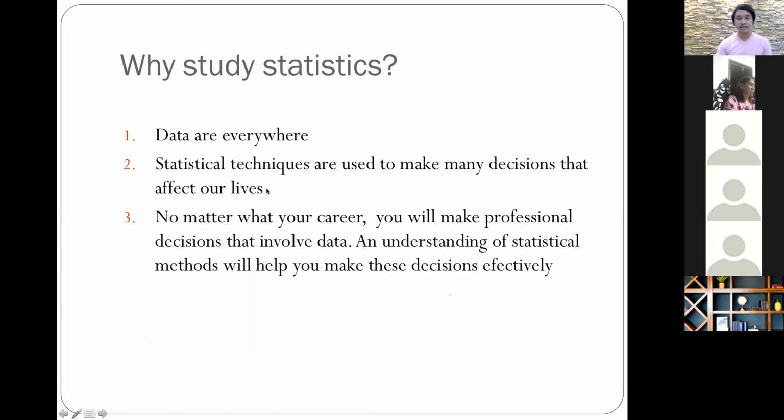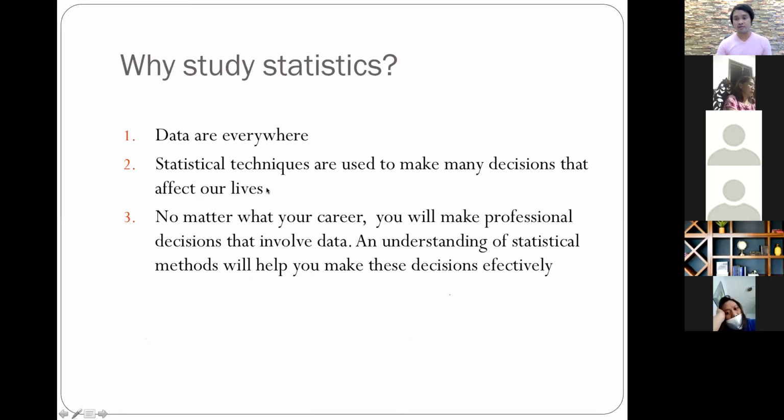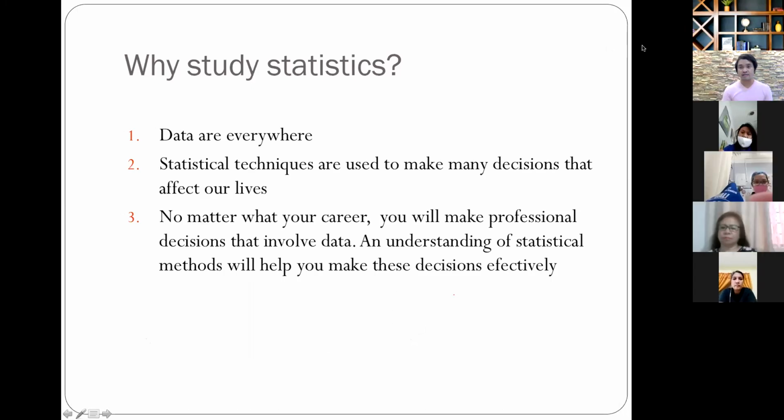Because data are everywhere. Even in your own respective offices, you have voluminous data in front of you. If you want to make sense of them, if you want to treat them accordingly, then you have to have a good knowledge of statistics for you to make sense of the data that you have in your respective offices. Number two, statistical techniques are used to make many decisions that affect our lives.